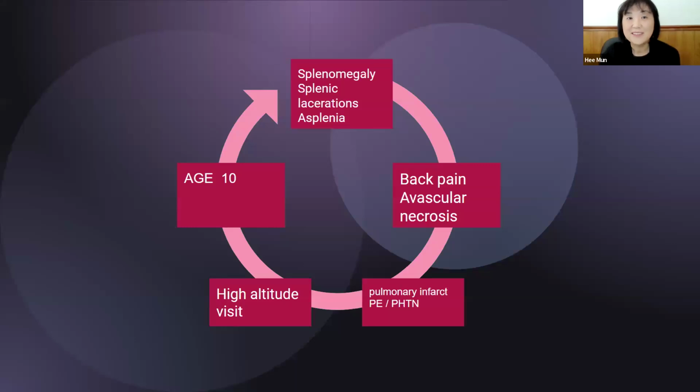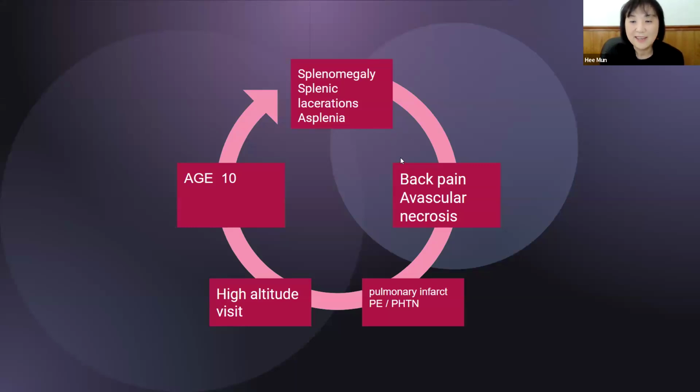Age 10: splenomegaly, splenic laceration, at the end asplenia, back pain, avascular necrosis, pulmonary infarct, and pulmonary embolism, all happening when the person is at high altitude or has less oxygen. What kind of disease are you thinking of?